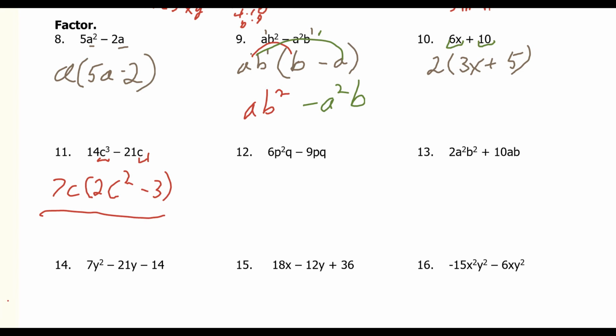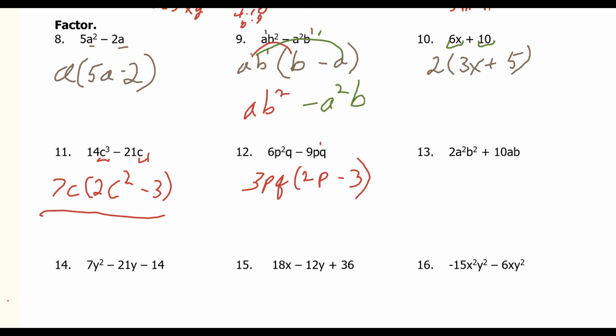Number 12. Now, the number 12, we're looking for something that will go into both 6 and 9. Let's see. So that's going to be 3. The lowest exponent is p of 1 and q. So what we're going to be left with is 2p minus 3.